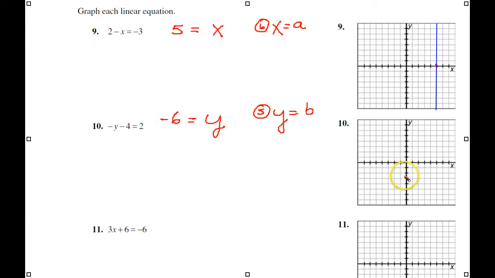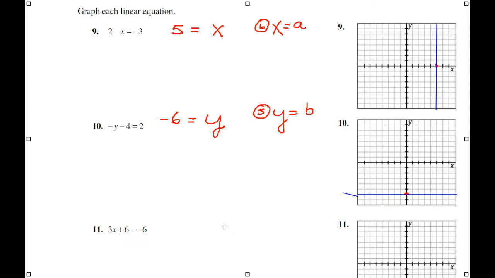So 1, 2, 3, 4, 5, 6. And I then take my line. And that one's not too good. Let's try another one here. There's one better. And there's our equation.